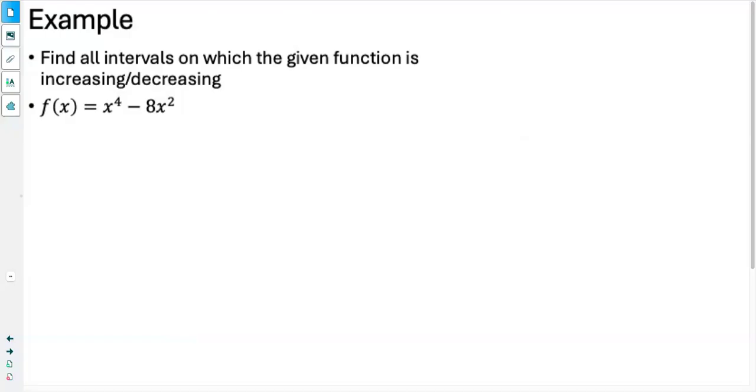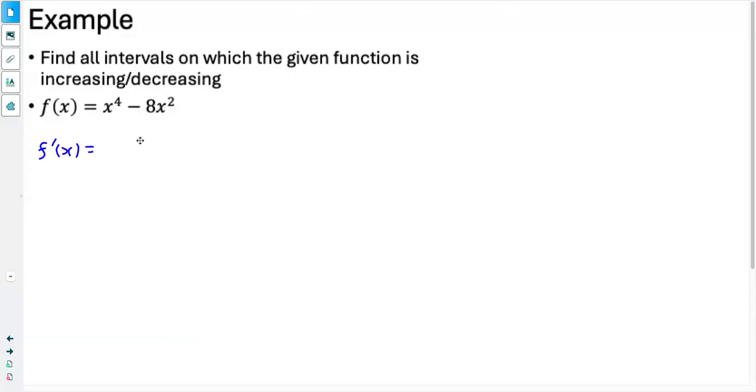Yeah, so for an example, we're going to find all intervals on which a given function is increasing or decreasing. And we have this function f of x equals x to the power 4 minus 8x squared. So first thing I'm going to do is take the derivative, because our derivative is going to give our slope at varying places. Or I should say our derivative is the equation of our slope for this function.